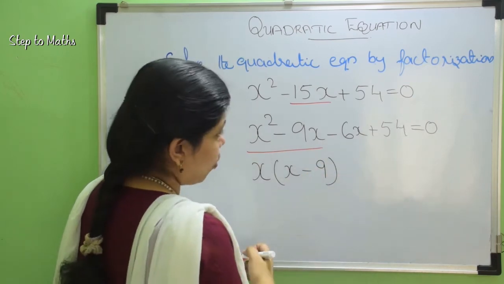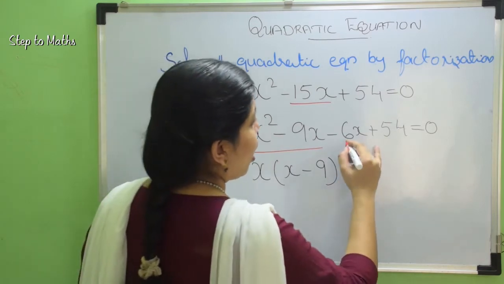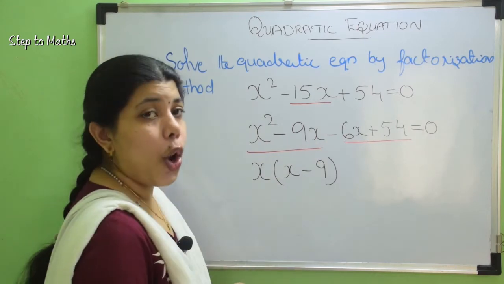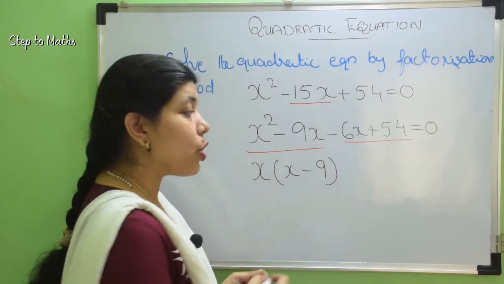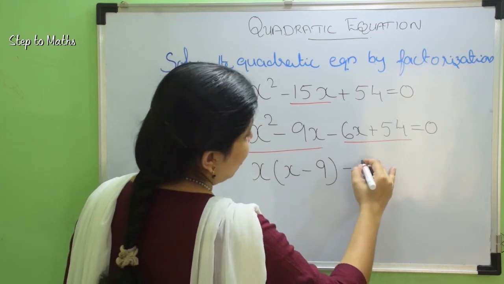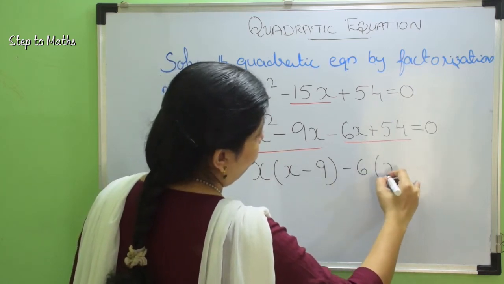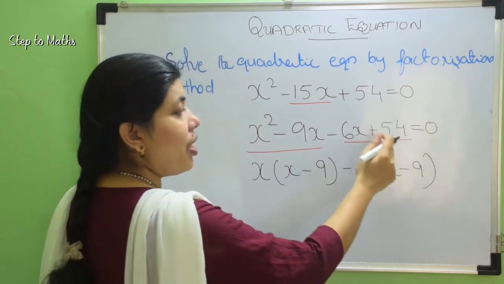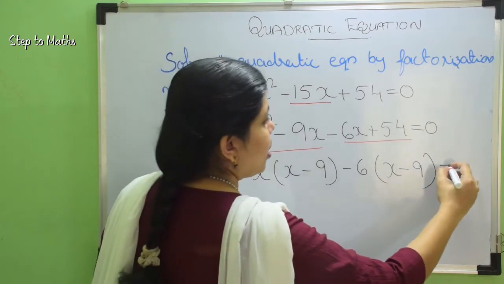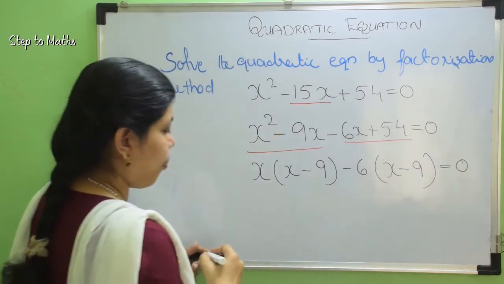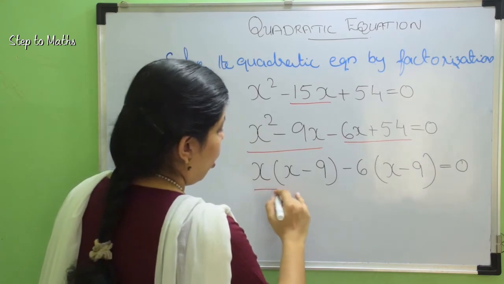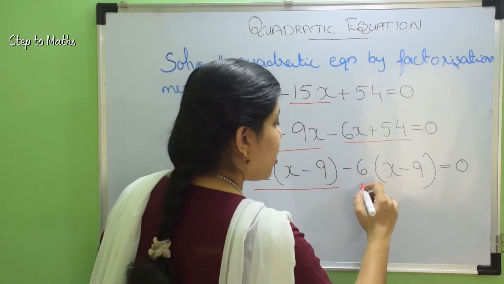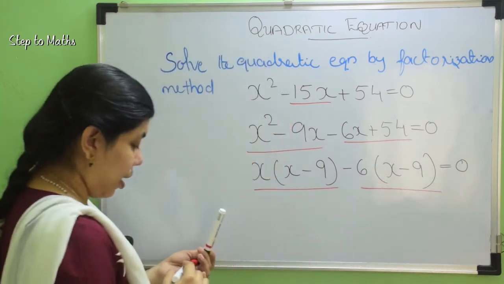From the next two terms, minus 6x plus 54, here minus 6 we can take as common. So it becomes minus 6 into x minus 9. Minus 6 into minus 9 is plus 54, is equal to 0. Now we get two terms, x into x minus 9 minus 6 into x minus 9.